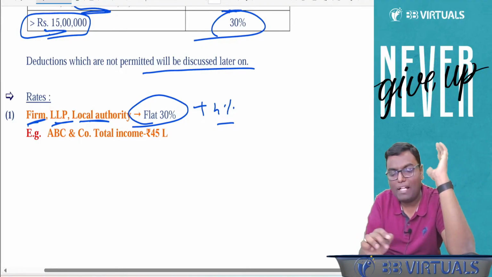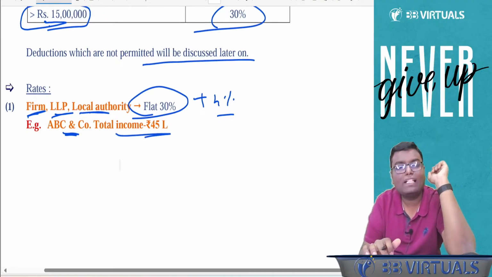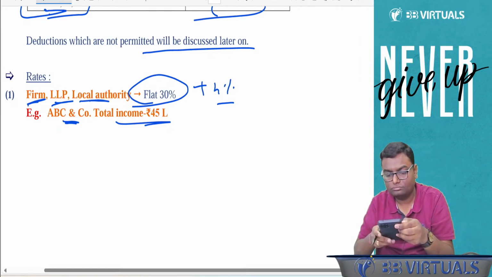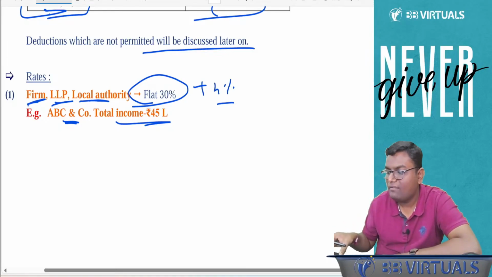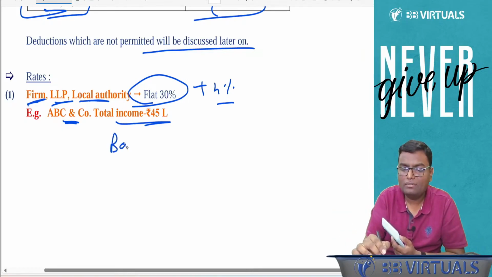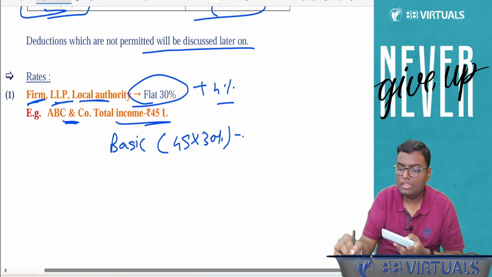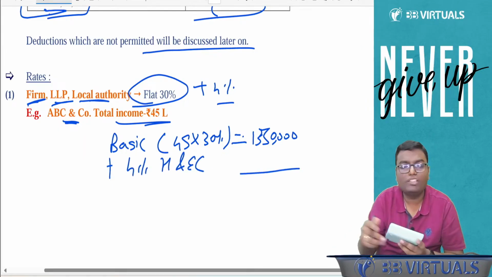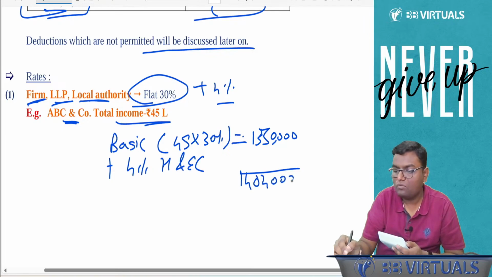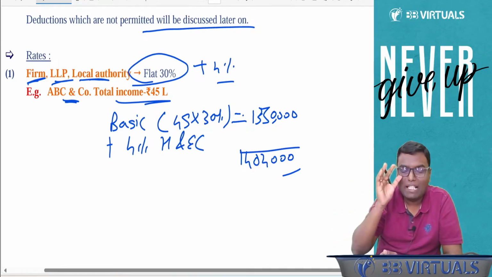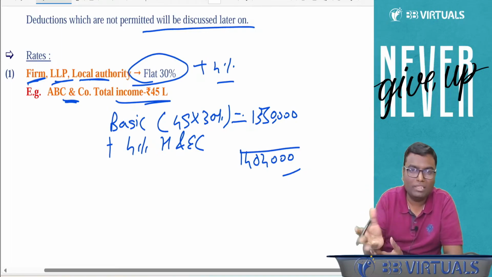30%. Let's say there is a partnership firm, ABC and company. Total income is 45 lakh. So tell me, what will be the tax payable if the total income is 45 lakh? First we will do 45 lakh into 30%. That will be the basic tax. So basic tax will come to 13 lakh 50,000. To that 13 lakh 50,000, what will we add? 4% health and education cess. So that comes to 14 lakh 4,000. And that is the tax payable of a partnership firm: 30% flat rate plus 4% health and education cess. Are you understanding? It's too simple. Nothing difficult in this.